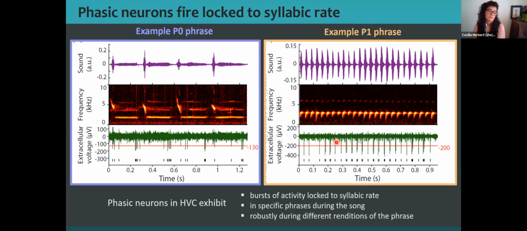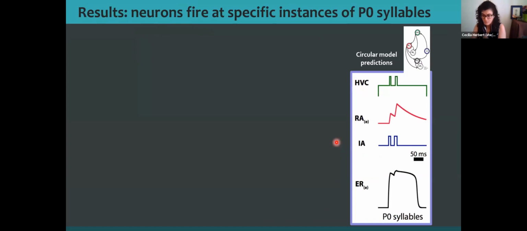So these basic neurons are the ones that we grouped activity across birds. And I'm going to be comparing that to the predictions of the circular model, which for P0 syllables involve an initiating area having 2 kicks of activity and two sparse pulses in HVC during the start of the syllable.